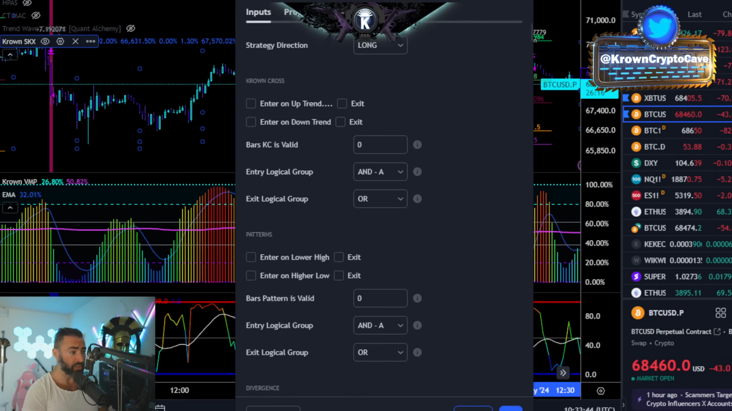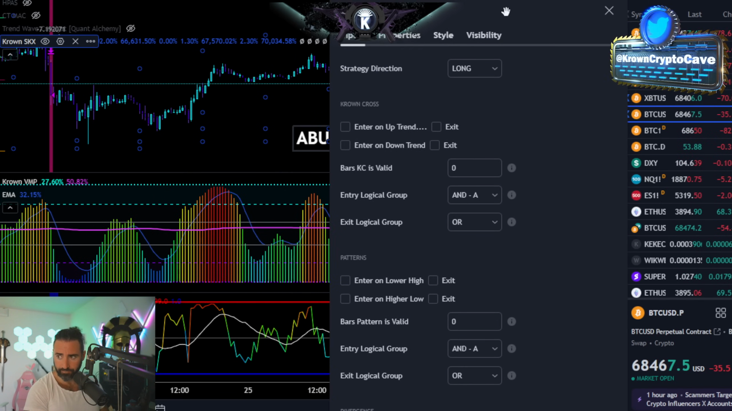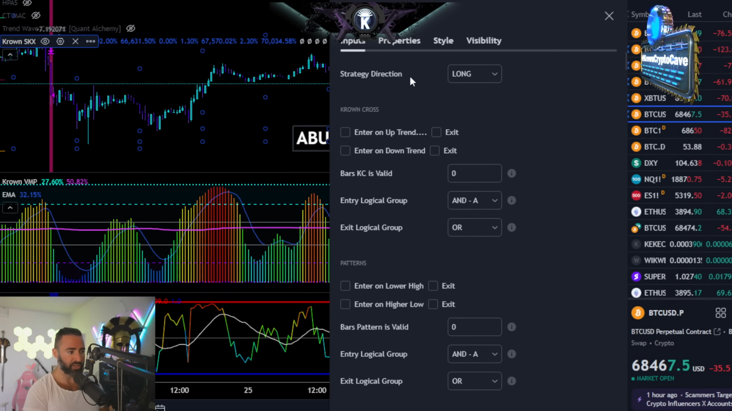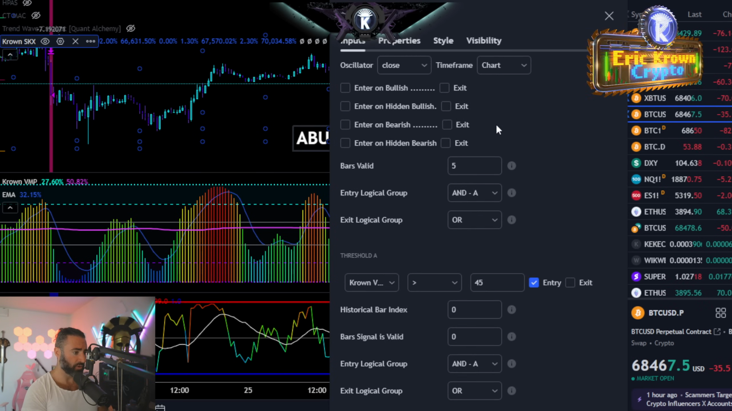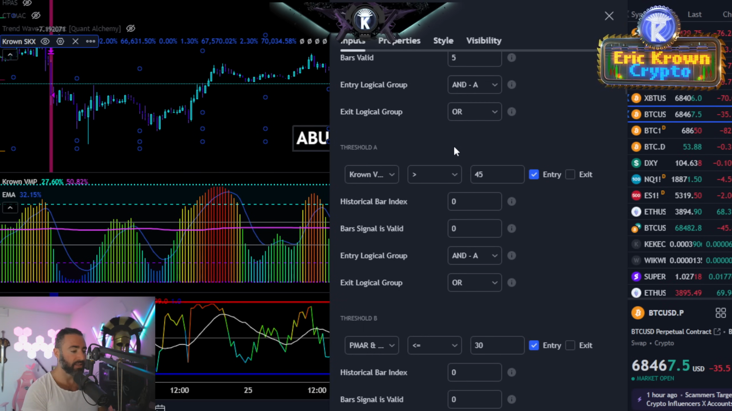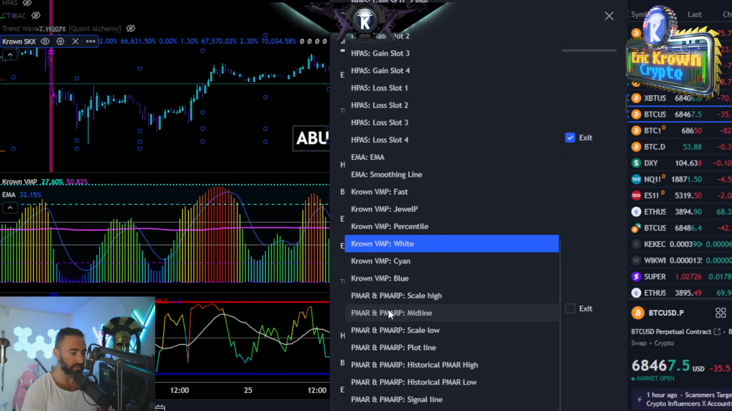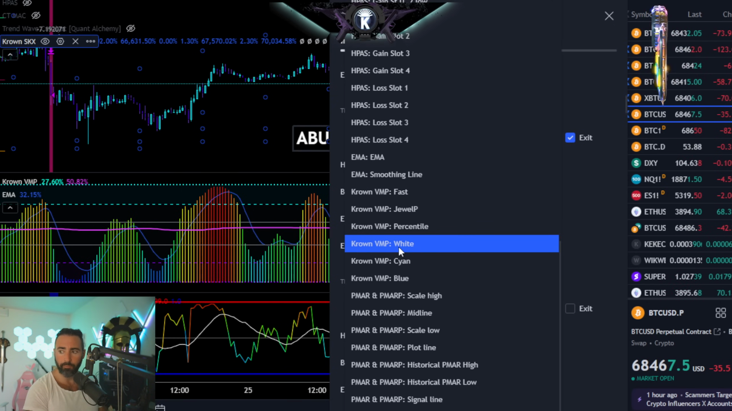So I'm actually going to use the template here. Okay, so first things first, strategy direction, long side, obviously. And other than that, the first entry condition we're actually going to have is that the Krown VMP must be white upon entry.